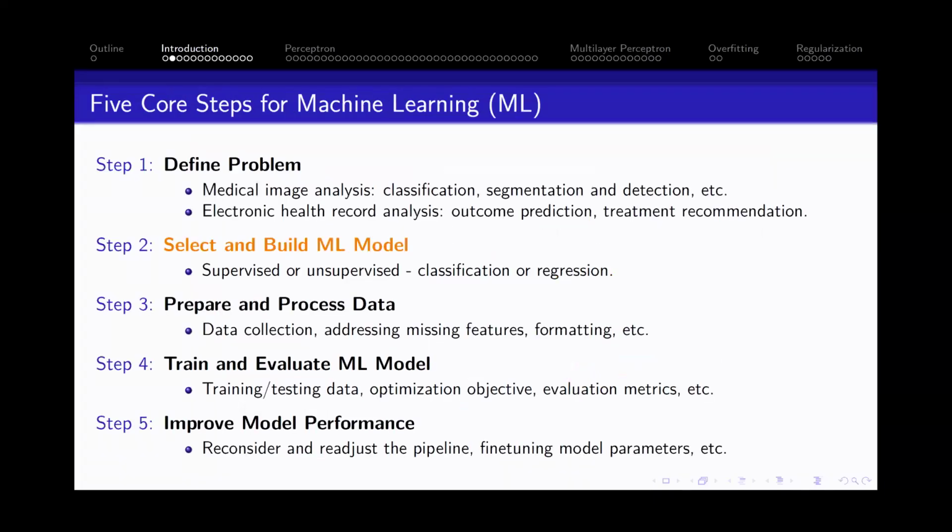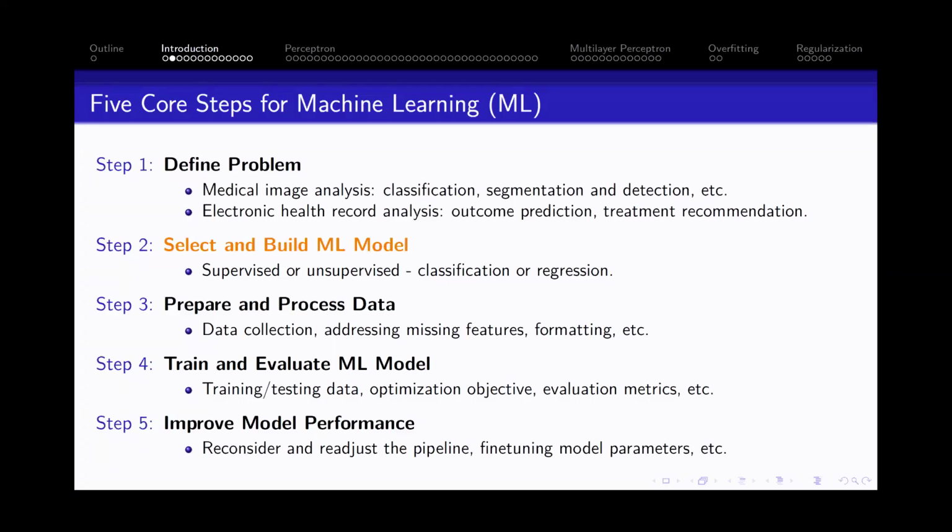Also you may notice from your previous classes that machine learning has 5 core steps, including defining the problem. So the first step is you should realize what kind of problem you are dealing with, whether it's medical image analysis, classification, segmentation, or detection task, or even if it's like electronic health record. So depending on what task you are dealing with, you can go with any of those networks that you had before. Then in the next step, you needed to build the model, the actual model.